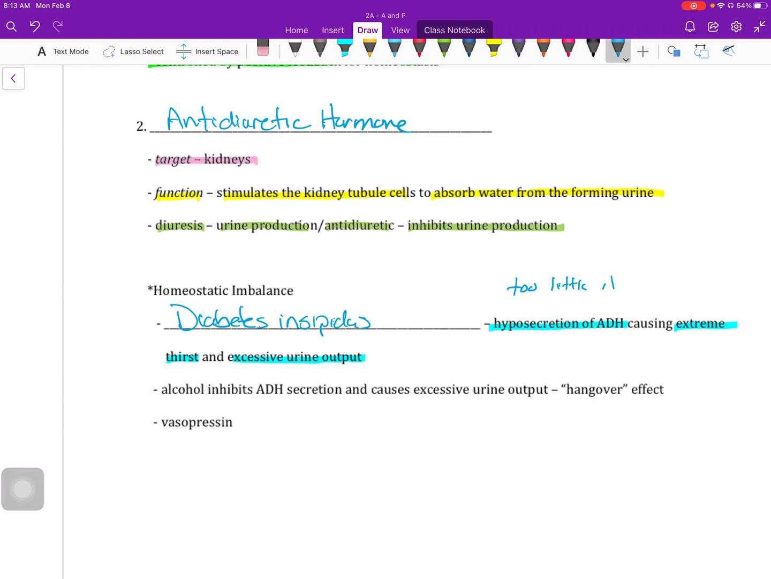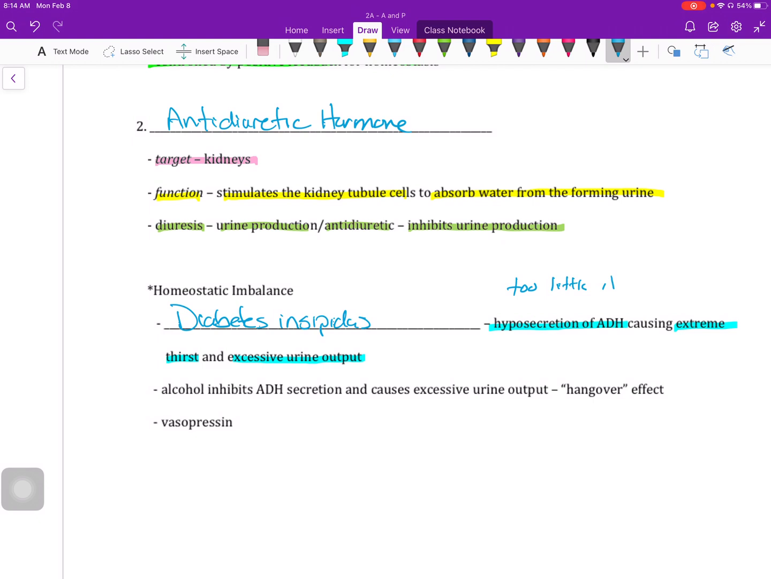Now, alcohol inhibits ADH secretion. So, jokingly, you've heard it said that people who drink say, "Oh, I have to go to the bathroom a lot." Well, there's a physiological reason for that. ADH secretion is inhibited by alcohol, therefore you will have excessive urination, which will then in turn cause dehydration. That's the hangover effect. It is a vasopressin, all right? It is a vasopressin.